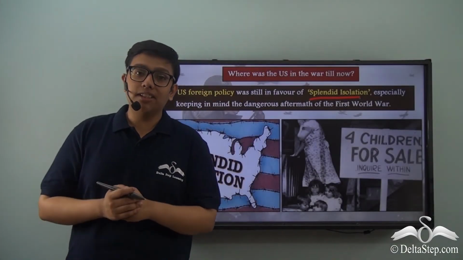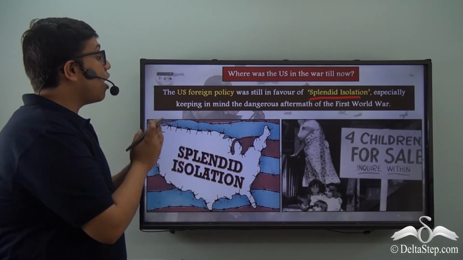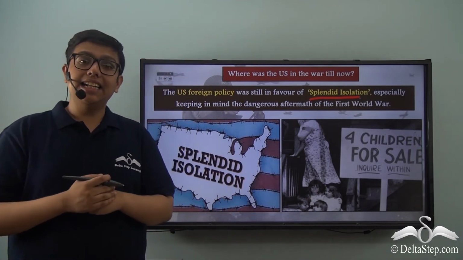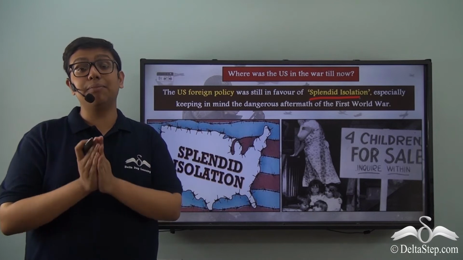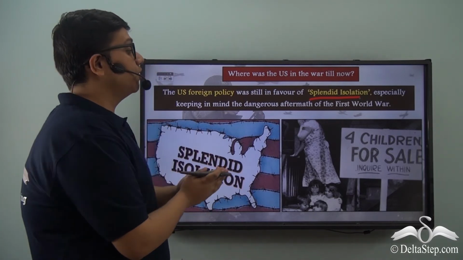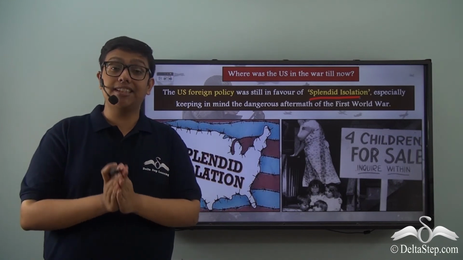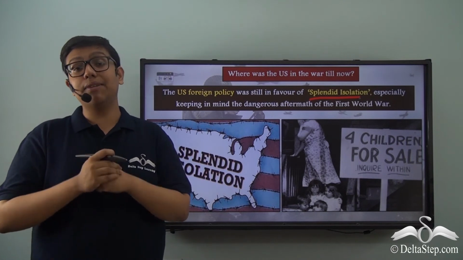Now, this foreign policy was even more aggressively followed after USA faced the aftermath of the First World War, which included the Great Depression. Now, if you want to remember how bad things got in the Great Depression, an instance is right over here where you can see a mother is putting her 4 children up for sale. And this is as bad as it could have got during the Great Depression.